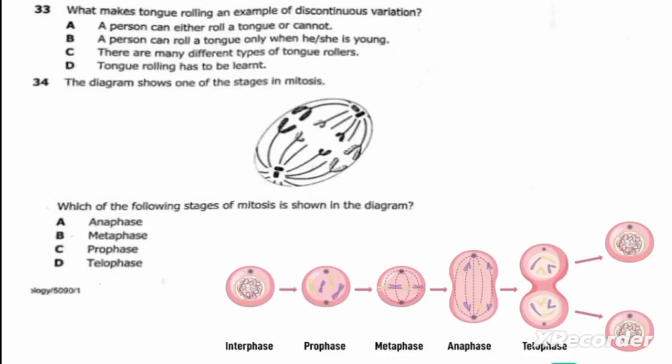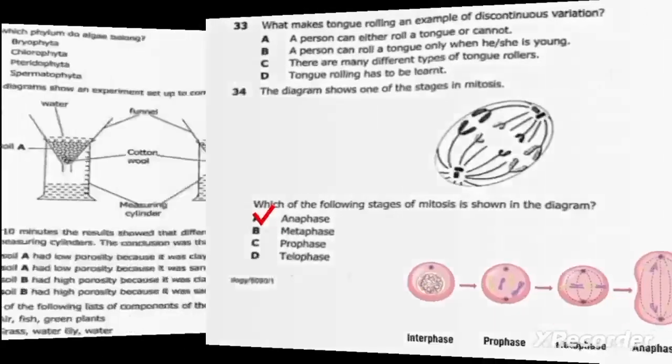So we have stages of mitosis here. We have interphase, prophase, metaphase, anaphase, and telophase. So this one is showing anaphase. Anaphase shows the movement of chromosomes from the equator. So the chromosomes or the daughter chromatids are being pulled away from the equator or from the center.